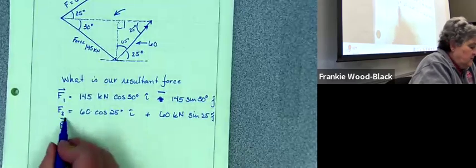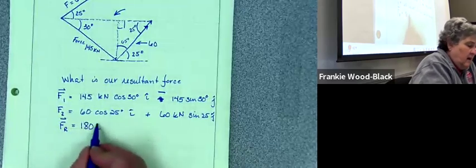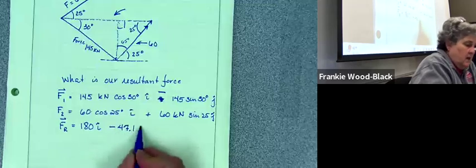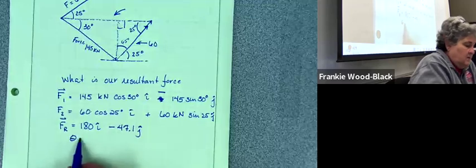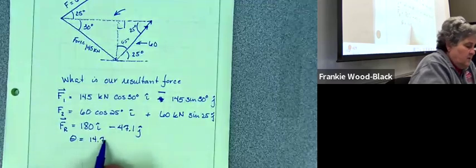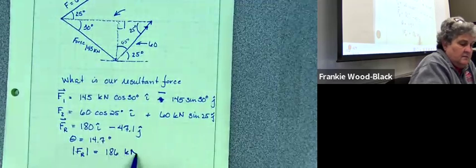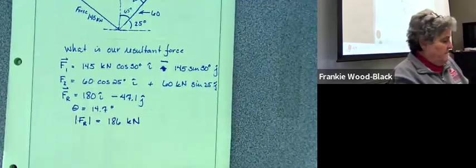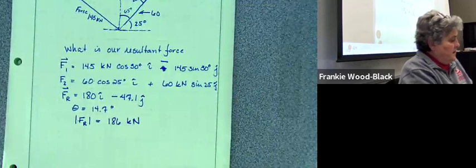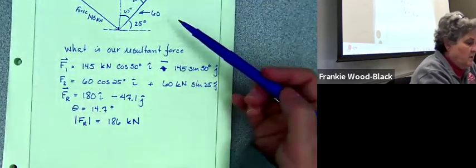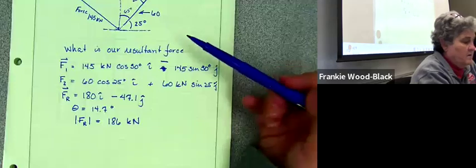I get a resultant vector of 180 in the I minus 47 in the J. My angle is going to end up being 14.7 degrees. My resultant vector is going to end up being 186 kilonewtons, if we do it that way. But we can also use the other ones as well.